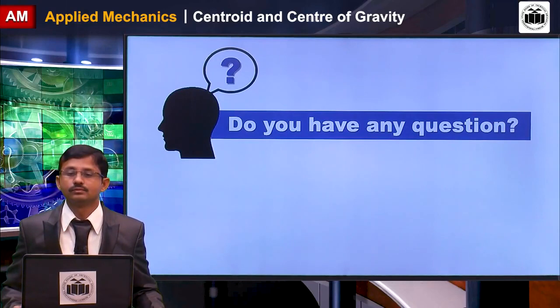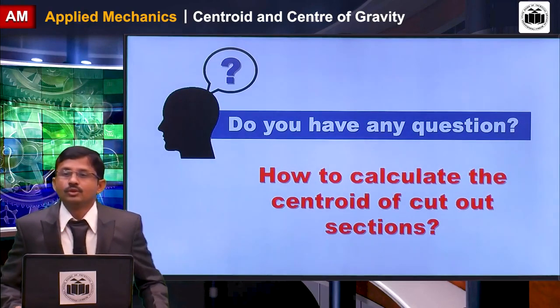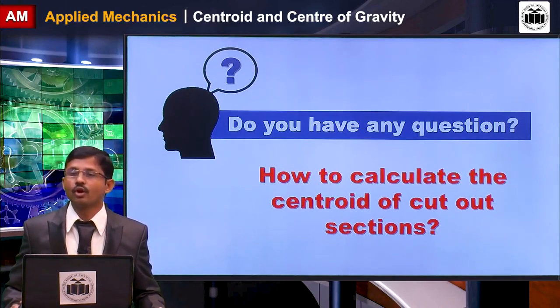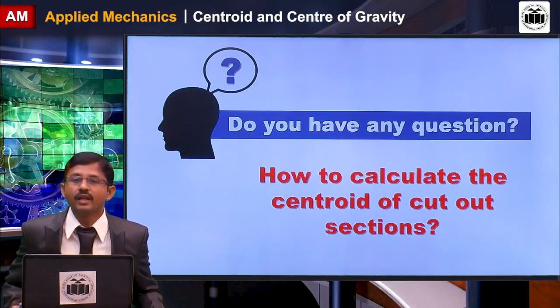Yes. How to calculate the centroid of cutout sections? So it is a nice question. A cutout section is nothing but we are subtracting a smaller section from a bigger section. So at the time of calculation of centroid, the moment of the smaller section is considered as negative. So you have to subtract the moment of the smaller section from the bigger section, and you will get the centroid of the cutout section. I think you understand the answer. Thank you.